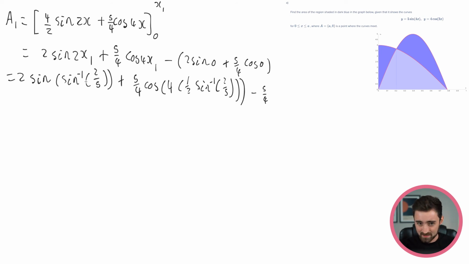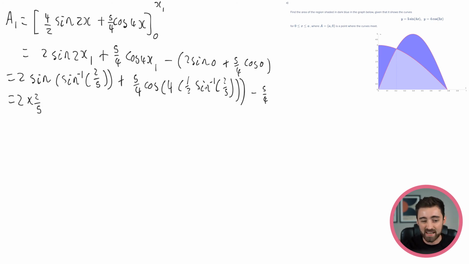Sine of sine to the minus 1. Well, sine to the minus 1 is the inverse of sine. They cancel each other out. It's like adding 2 to a number and then taking 2 from a number. You just end up with the same number. It's the same thing here. If I do the inverse sine of 2 over 5, but then the sine of that, they cancel each other out, meaning that here I just have this 2 times by 2 over 5.